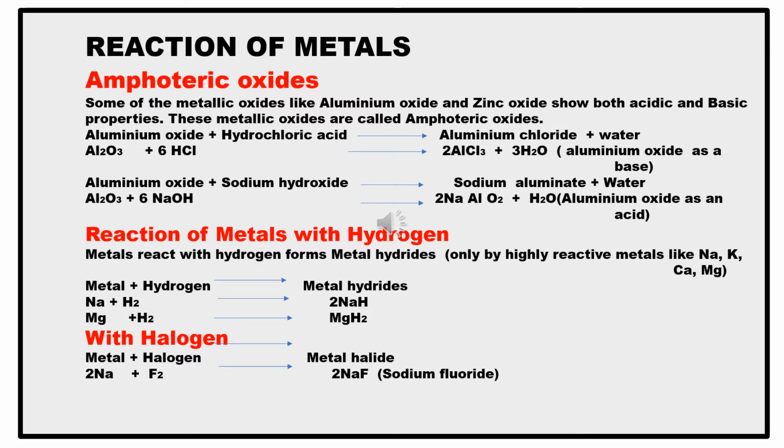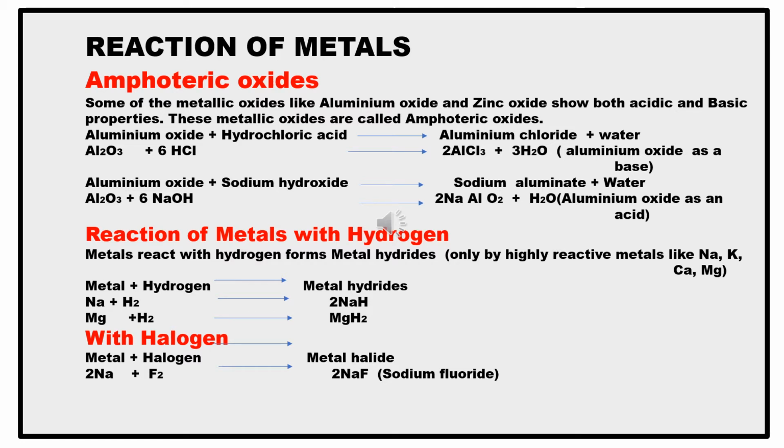Here we can see an example, that is aluminum oxide. Aluminum oxide, when combined with hydrochloric acid, forms aluminum chloride and water. Aluminum oxide is a basic oxide. It acts as a basic oxide and combines with an acid, forming salt and water. You know, when an acid combines with a base, it forms a salt and water. Here, aluminum chloride is the salt formed by aluminum oxide.